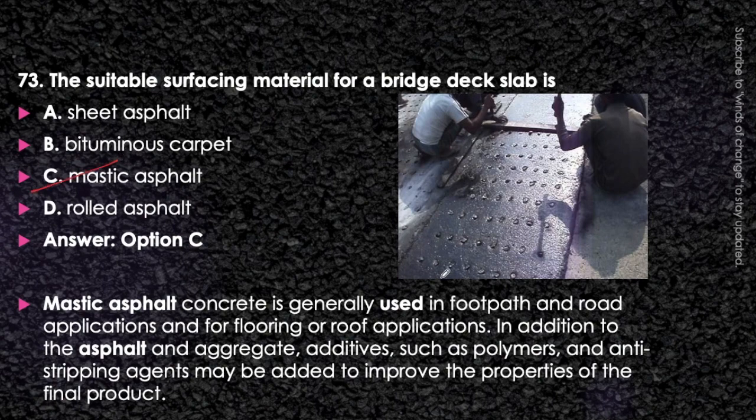It looks like this, you may have seen it, it is being placed at so many places in which there is a high level of wear and tear. So mastic asphalt concrete is generally used in footpath and road application and for flooring or roof application. In addition to the asphalt and aggregate, additives such as polymers and anti-stripping agents may be added to improve the properties of the final product. So that is why it is preferred in case of the bridge deck slab also, where there is a high level of abrasion. Okay.